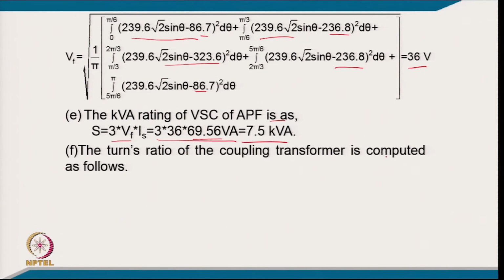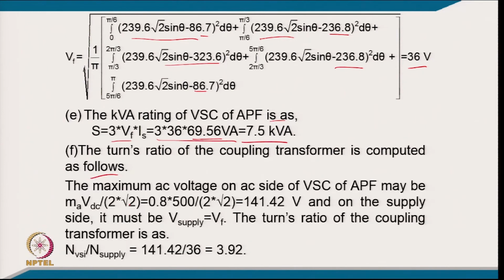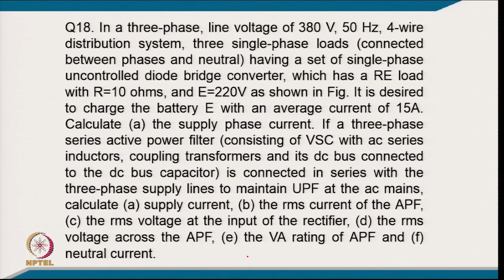And the turns ratio of the coupling transformer used in the series active filter: we can calculate the maximum AC voltage on the AC side of the active power filter from this relation, it comes to 141.42 volt, and on the supply side it must inject only VF. The turns ratio comes from the inverter side turns and the supply side turns, so it comes to 141.42 divided by 36, which is 3.92 or so.